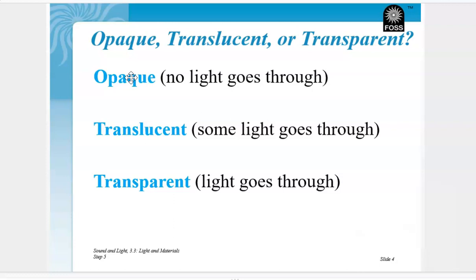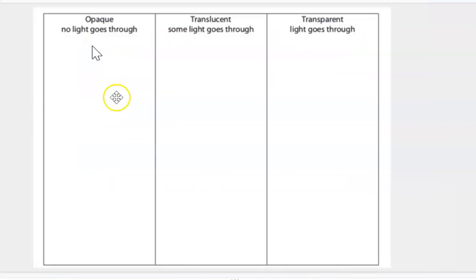And if something is transparent, light goes through it. People might use the word clear. So like a window would be transparent, but a door is usually opaque. All right. When you go into Wixie, you'll see these three words, opaque, translucent, and transparent.